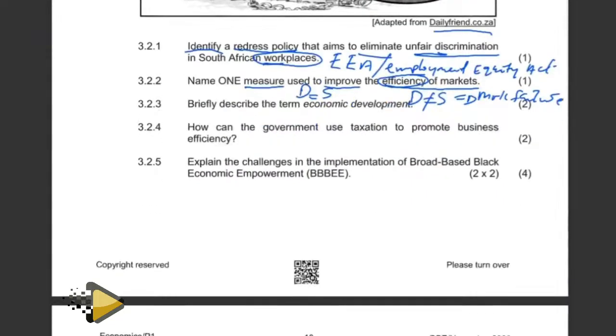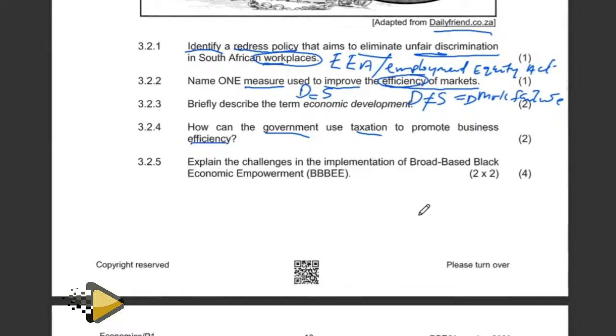Okay, right. So now let's move on to the next question, grade 12. The next question that we have, 3.2.4, is as follows: how can the government use taxation to promote business efficiency? So guys, remember, when we talk of the word efficiency, the word government, and the word taxation, I'm going to explain what they do mean.